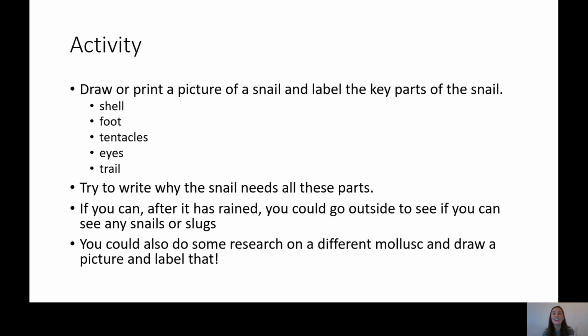Okay, so the main task is for you to draw a picture of a snail and label it with shell, foot, tentacles, eyes, and trail. But if you can get outside and see a real life snail or slug, that would be amazing. And if you want to do some research on some other mollusks, remember we've got things like mussels and octopus, then you can also do some research on some other mollusks and draw pictures and label those as well.